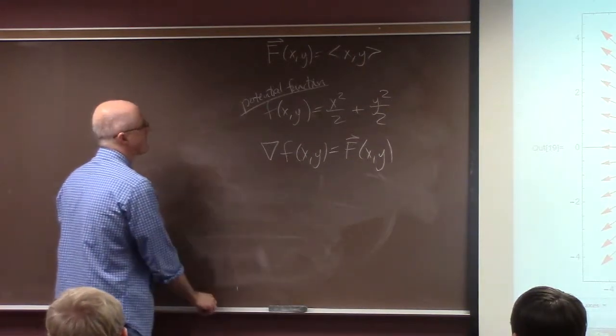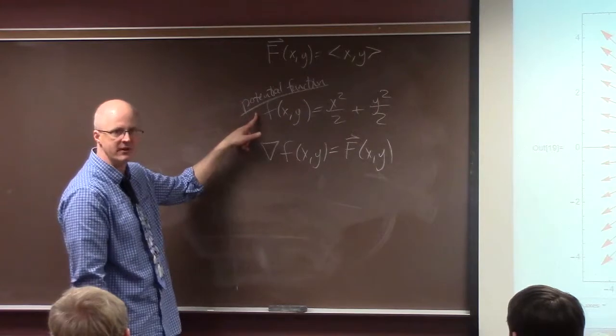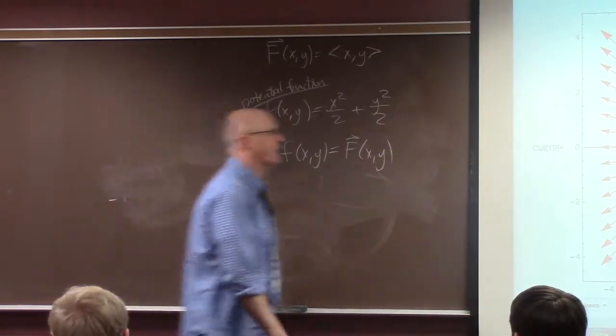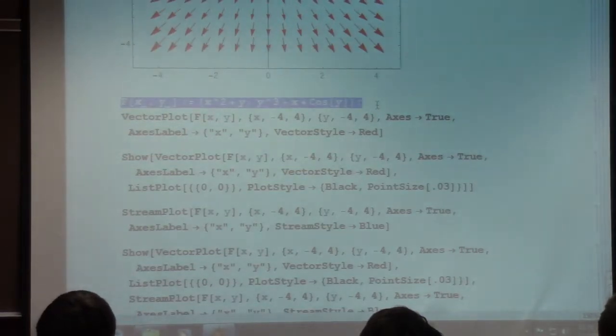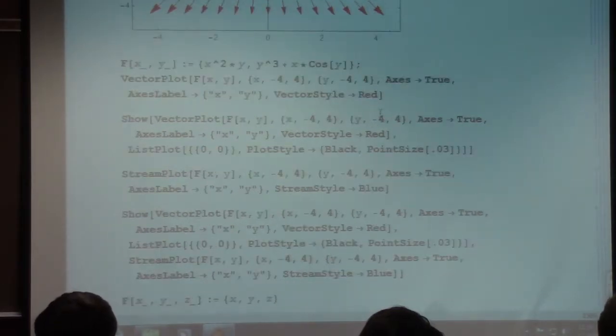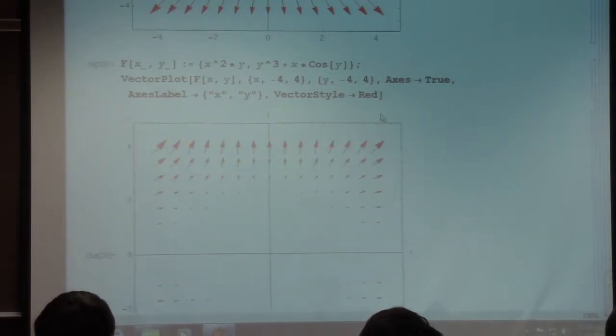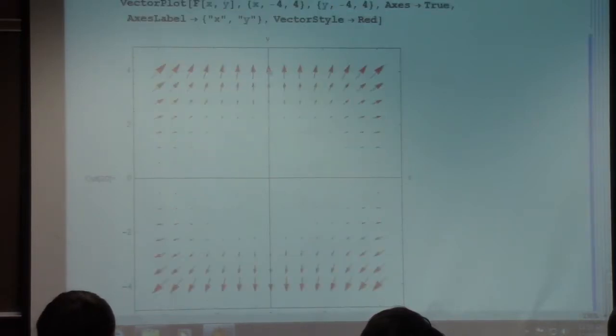So, conservative vector fields are ones that have potential functions. They're very special. If you just write down an arbitrary vector field, most likely it's not going to be conservative. For example, this is the one I typed out in the last class right here. F of x, y equals x squared times y, comma, y cubed plus x times cosine of y. In all likelihood, that's not conservative. That's not the gradient of some potential function. There is no potential function in all likelihood unless I chose very lucky, or unlucky. There's what its graph looks like.